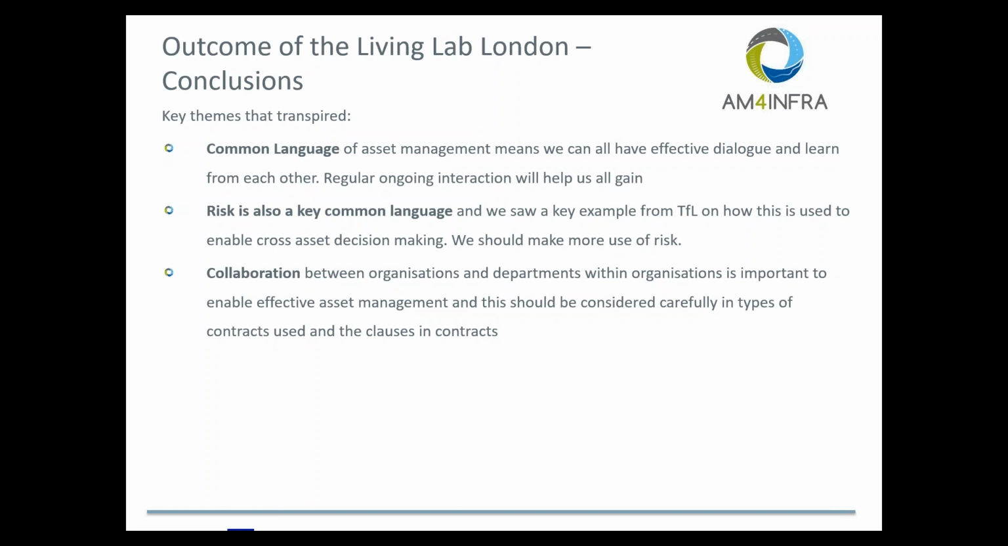And the third point was that collaboration between organisations and departments and within organisations is very important. So the AM4INFRA project and the Living Labs, it would be great if they can help demonstrate the benefits of collaboration, not just at a practical and a communication level, but also getting the contracts right.